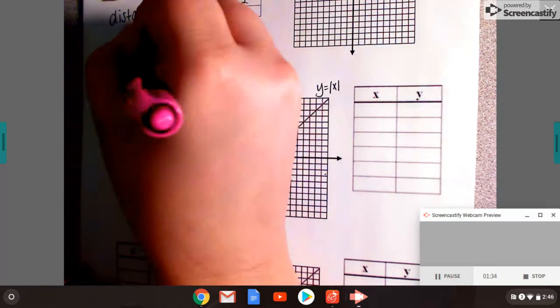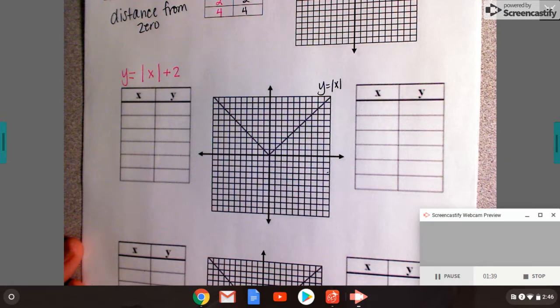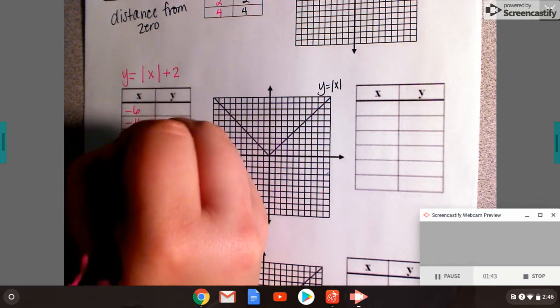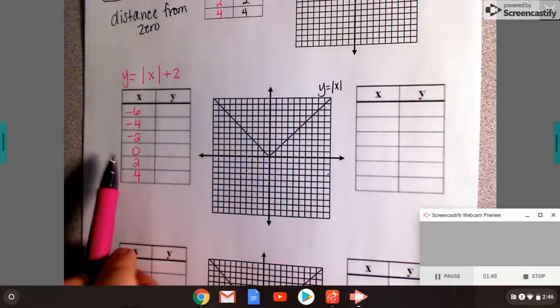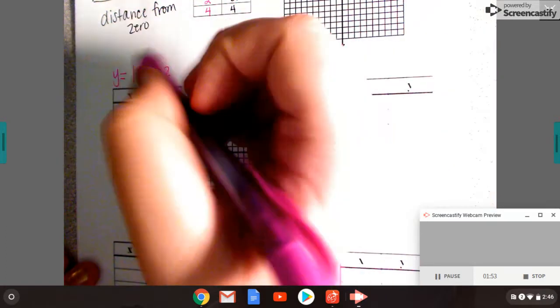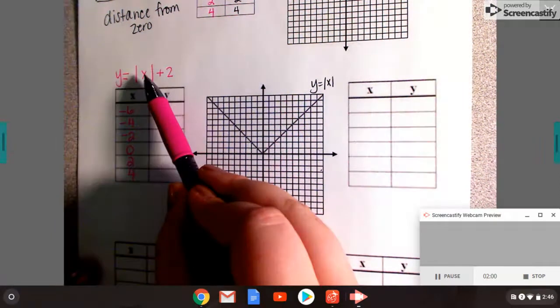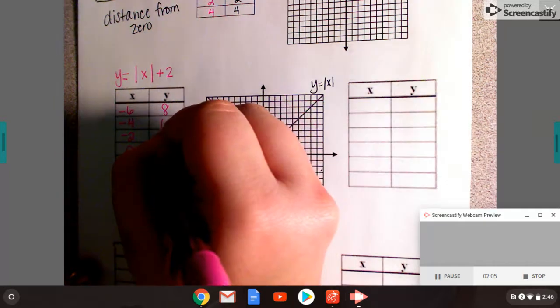Let's do y equals absolute value of x plus 2. And we'll try our same x coordinates out front: -6, -4, -2, 0, 2, and 4. So if I put a -6 in for this x, if I substitute it in directly, the absolute value of -6 is 6, plus 2 more is 8. The absolute value of -4 is 4, plus 2 more is 6. Absolute value of -2 is 2, plus 2 more is 4. And you can kind of start to see the pattern that's going on here.